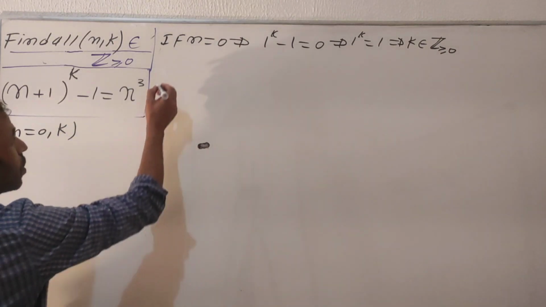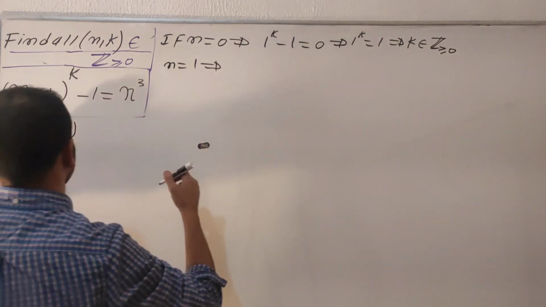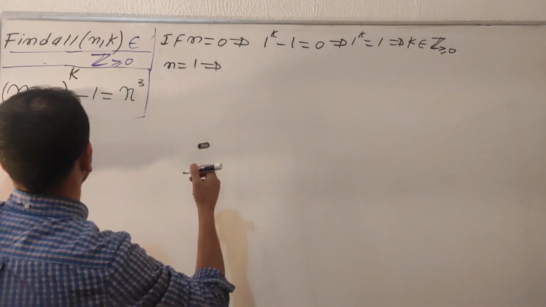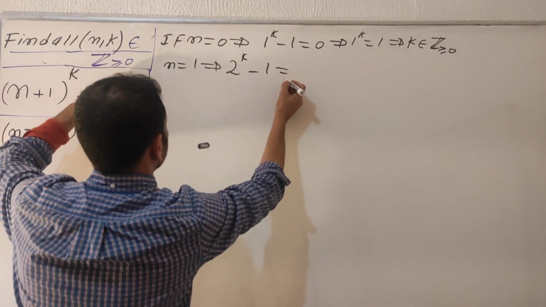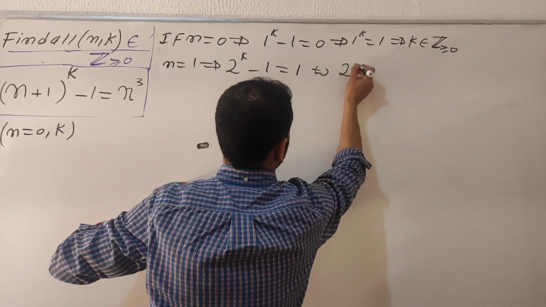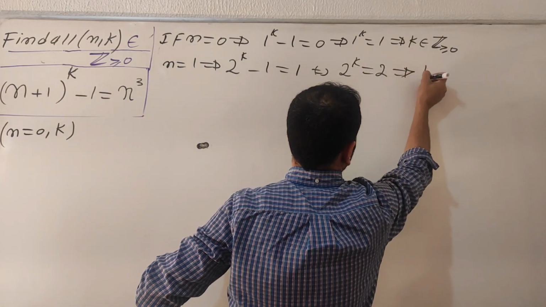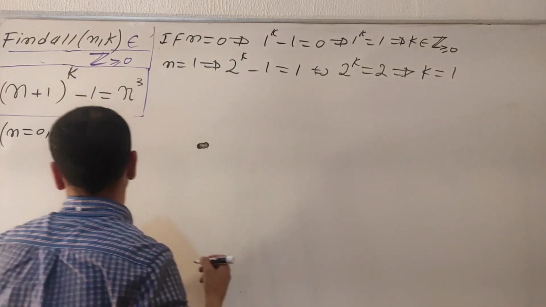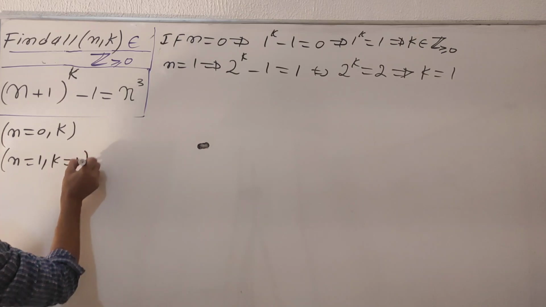Let's move on to the next value. n equals 1. I'm simply doing the same thing, replacing this into the equation. I get 1 plus 1, which is 2, to the k, minus 1 equals 1. Taking 1 to the right, I get 2 to the k equals 2, which gives k equals 1. So we have the second solution: n equals 1 and k equals 1.